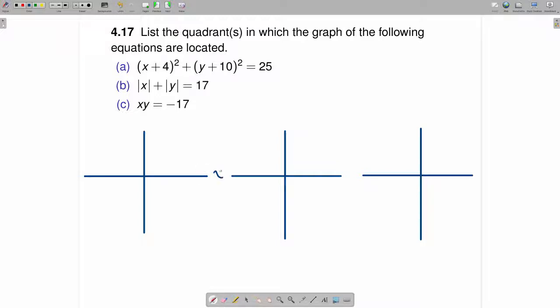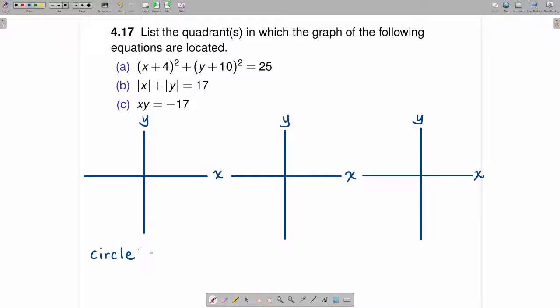Here are three sets of axes. The best way to figure out which quadrants these graphs are in is to actually just graph the equations themselves. Start with the first one. If you were to do a number of test points here, what you would find is that this is a circle.